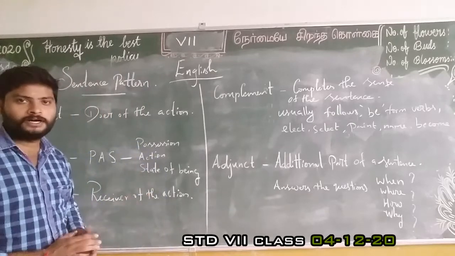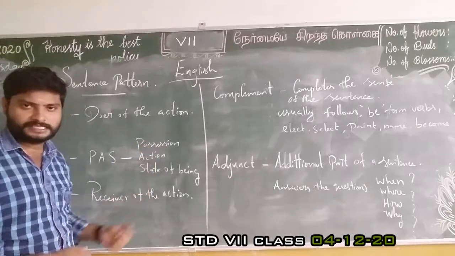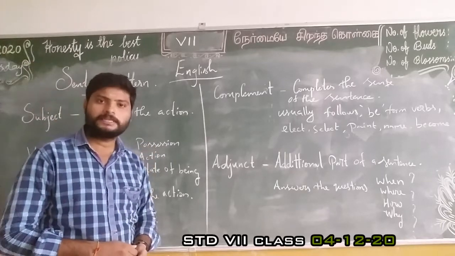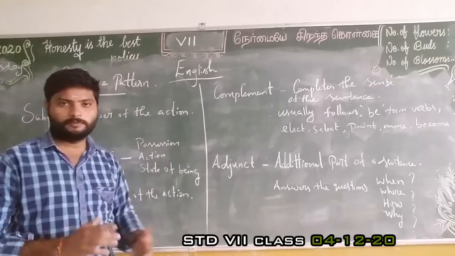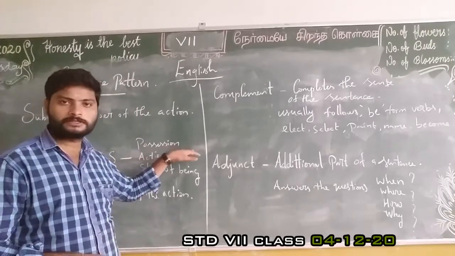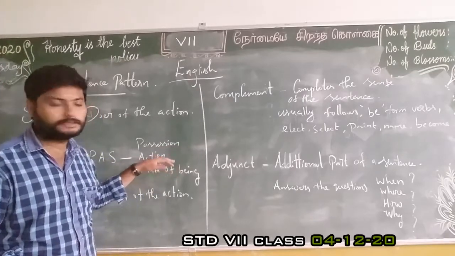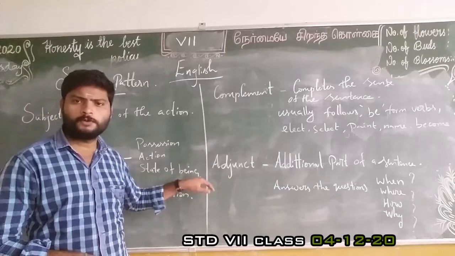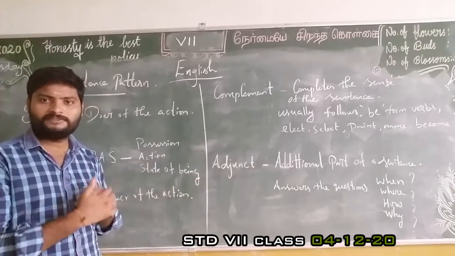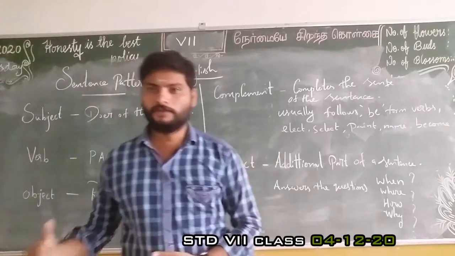Second one, verb. Verb denotes 3 things: PAS, past, possession, action and state of being. Possession refers to what belongs to us. Action, what we are doing. State of being, who we are, in which state we are. So these 3 things are denoted by a verb.